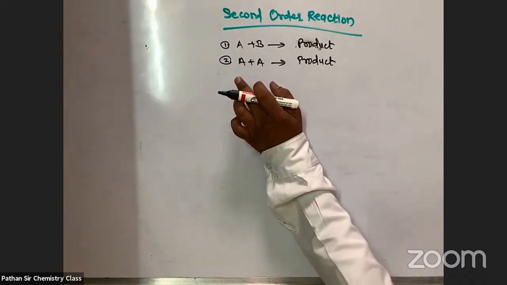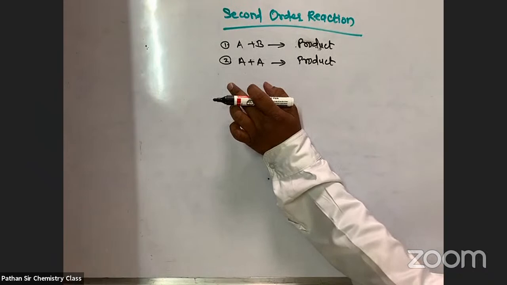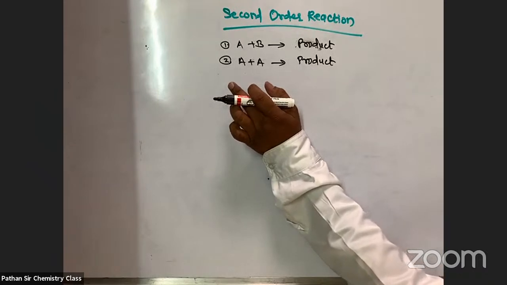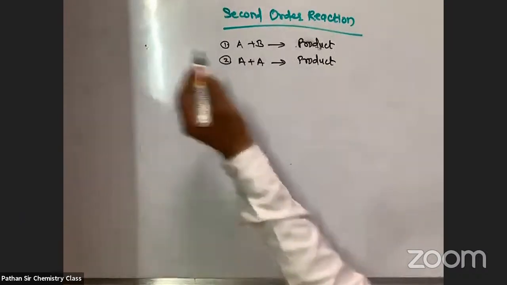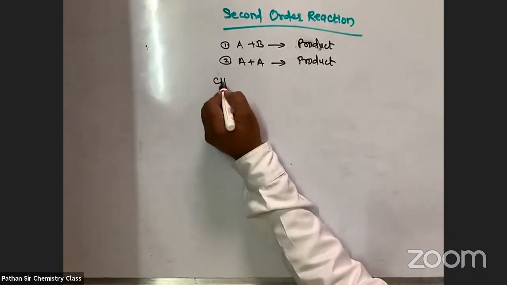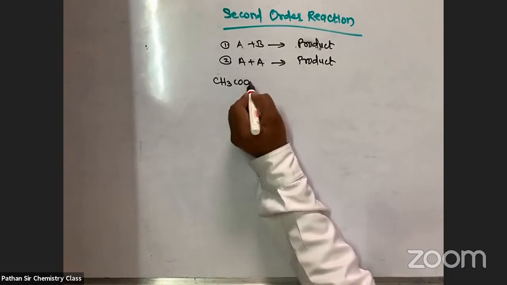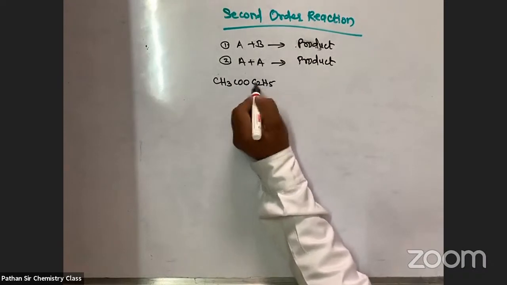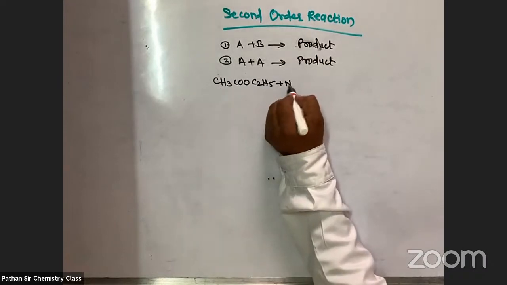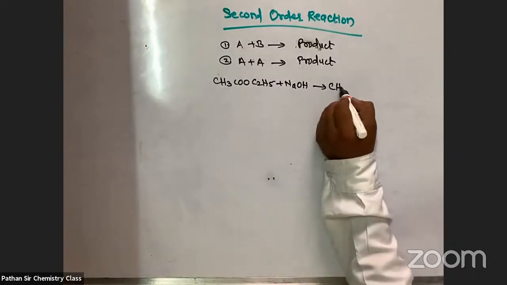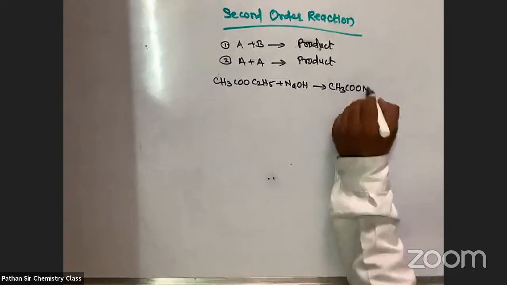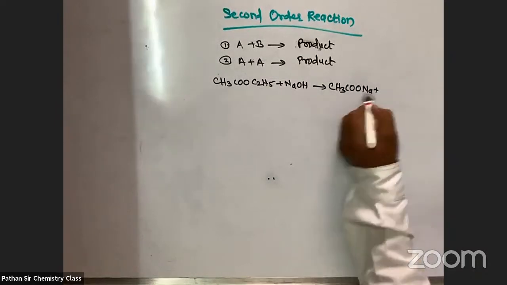Okay, ठीक है. For example, hydrolysis of ethyl acetate, CH3COOC2H5. This is ethyl acetate in presence of sodium hydroxide. It forms sodium acetate and ethanol.